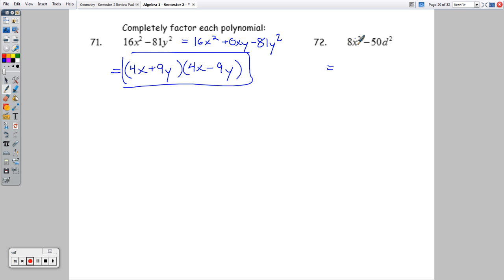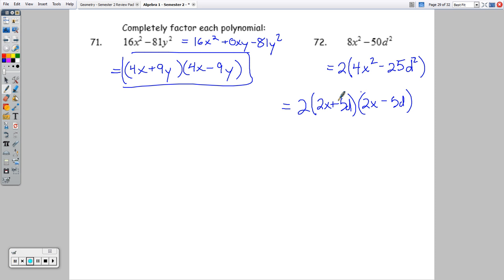On this one, we could take out a GCF of 2 first of all. So 4x squared minus 25d squared. And then from there, you can take the square root of each part. And again, one is going to be plus, one is going to be minus. The square root of that is 2x. So I'll put that in the front. The square root of that is 5d. So I'll put that in the last spot. That would be a fully factored answer.